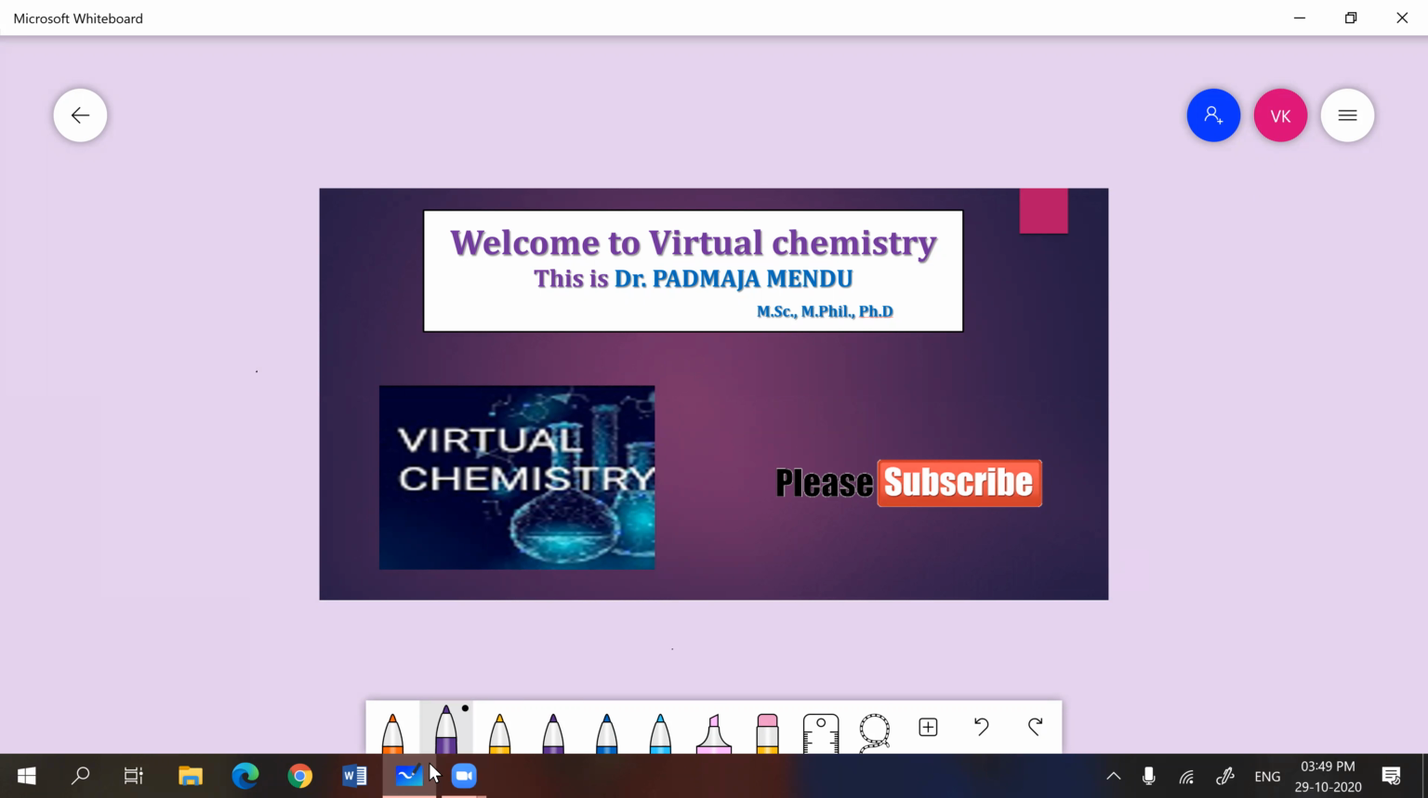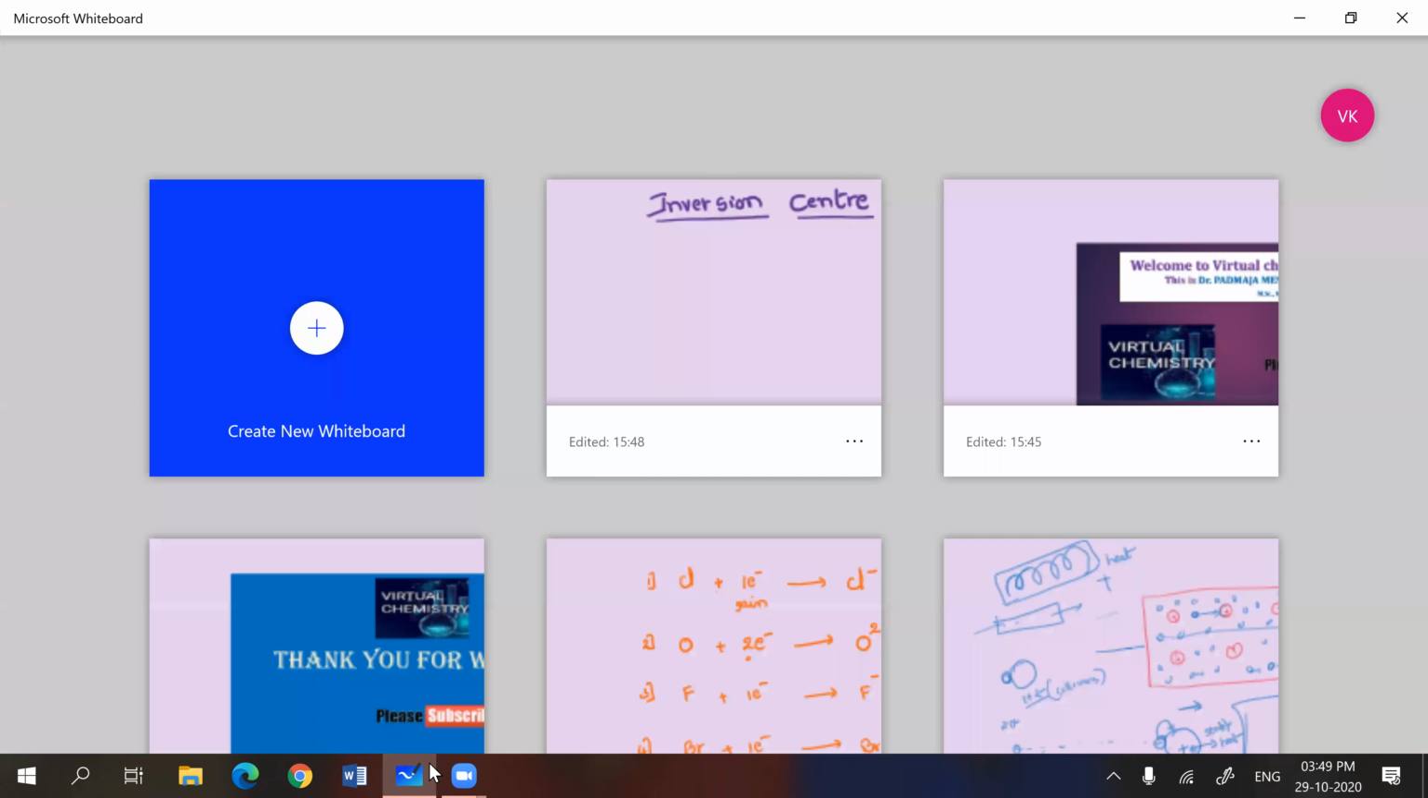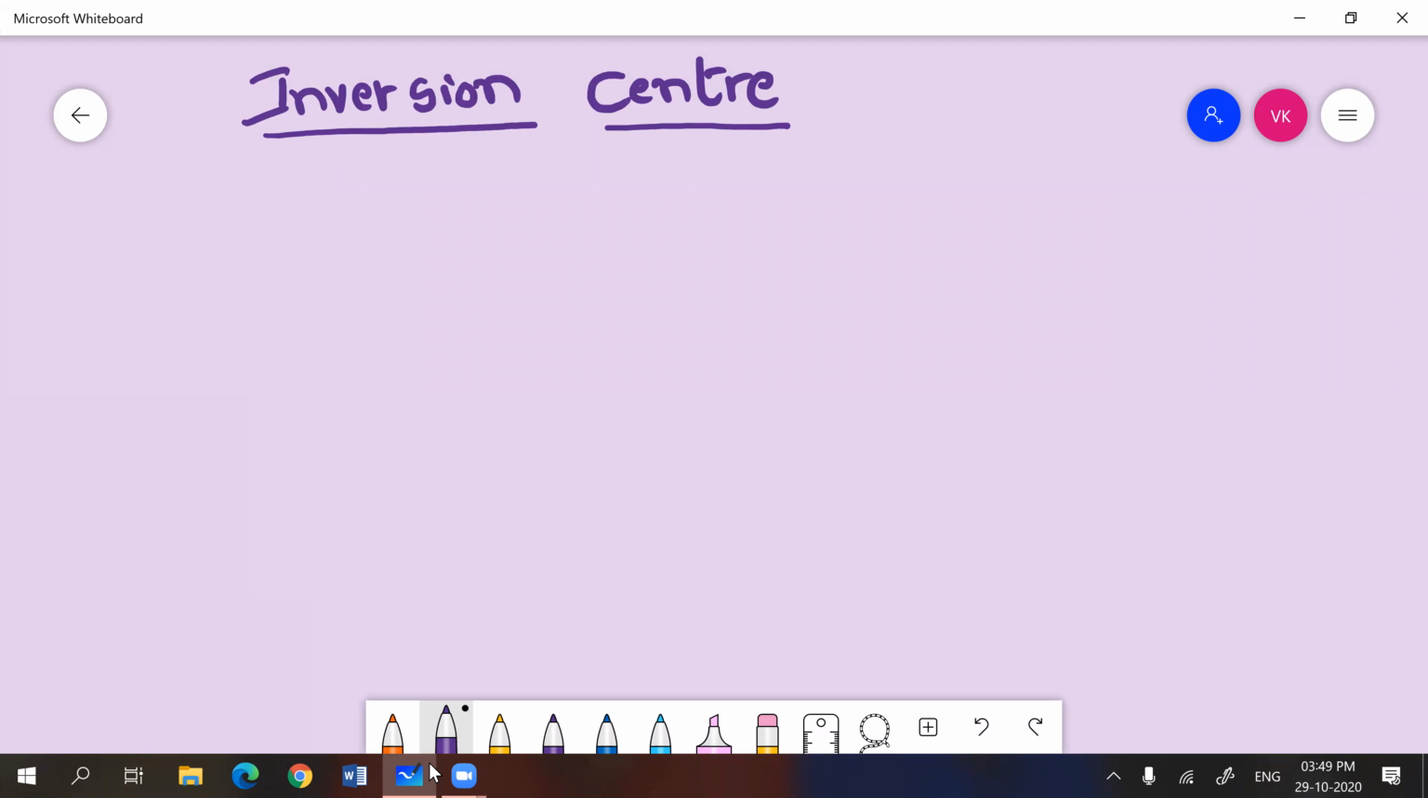Now let's continue our topic. Today I'm going to discuss the third symmetry element, that is the inversion center. The inversion center is indicated with the symbol i. Let me explain a few points before going into detail, and then I will explain in detail with an example.